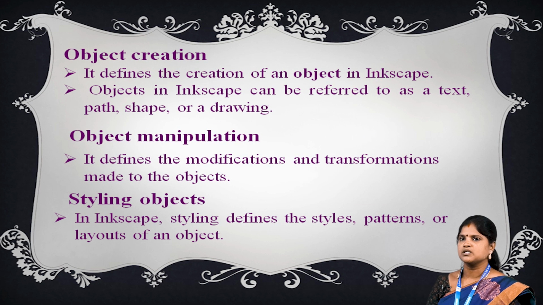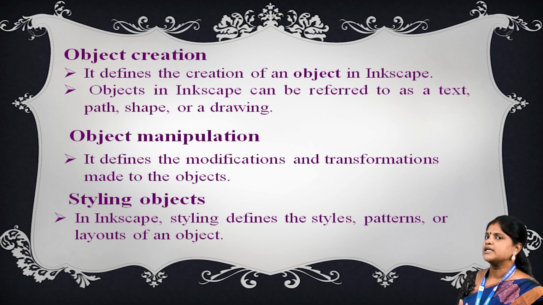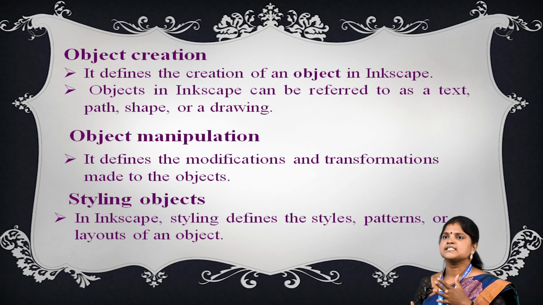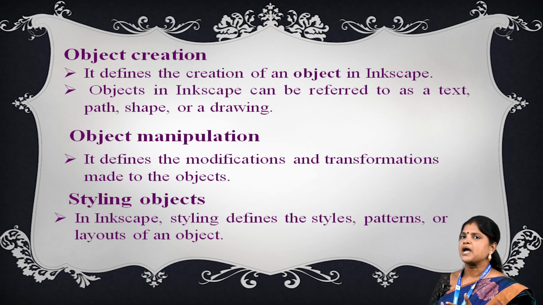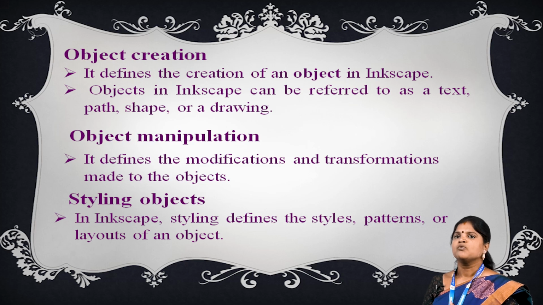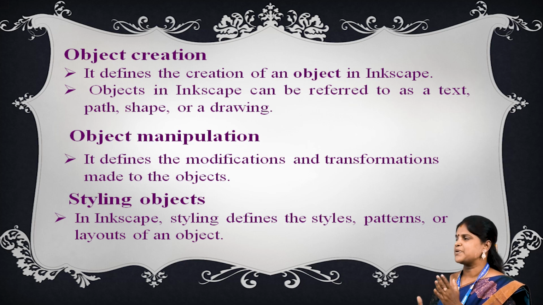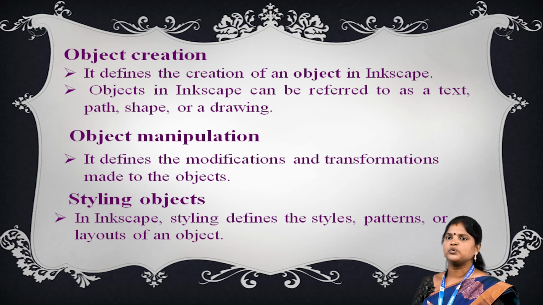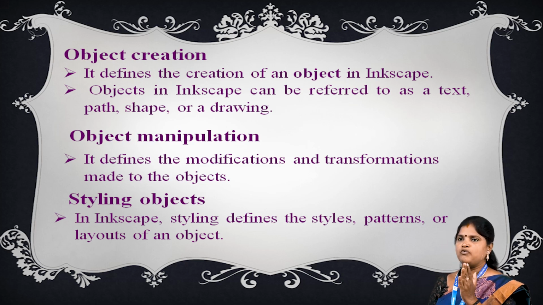First one, object creation. It is defined the creation of object in Inkscape. Object in Inkscape can be referred to as a text, path, shape, or drawing. Following are the basic creations in Inkscape. Drawing. This is the primary mode of the object creation and further divided into a variety of tools such as pencil, pen, calligraphy tools, etc. It allows the user to draw freehand drawing of lines.